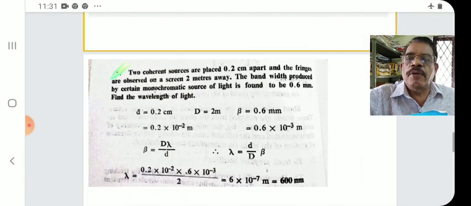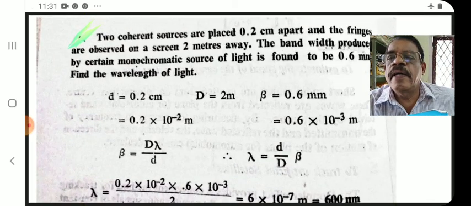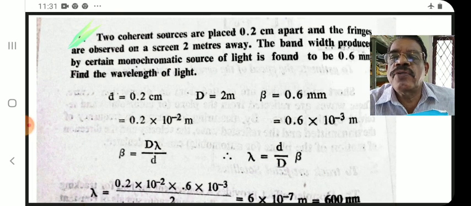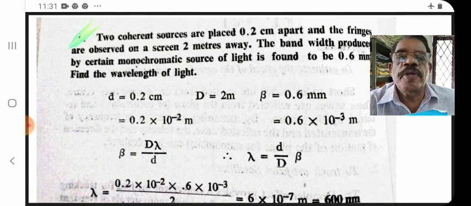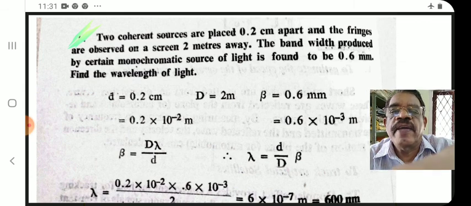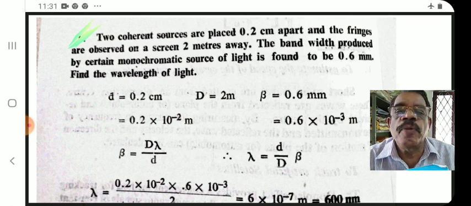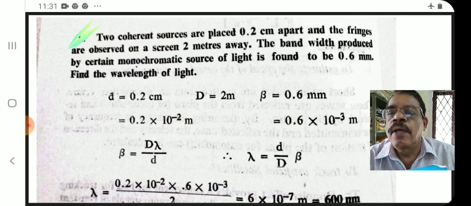Two more problems of this same type. Next number, fifth question. Two coherent sources are placed 0.2 centimeter apart. The fringes are observed on a screen 2 meter away. The bandwidth produced by a certain monochromatic source of light is found to be 0.6 millimeter. Find the wavelength of light. A direct question.